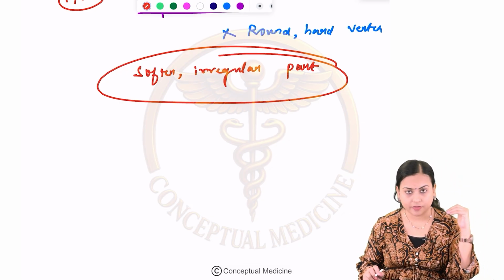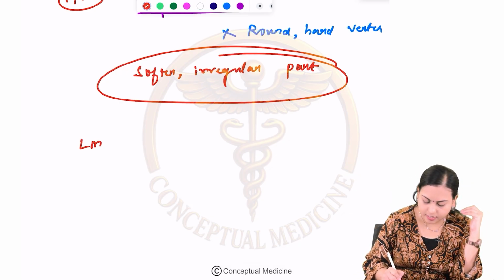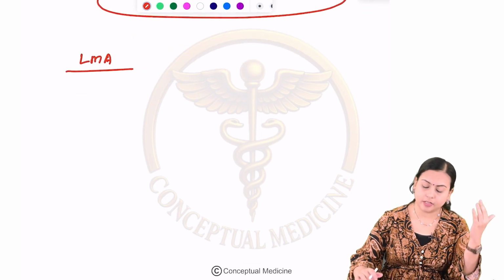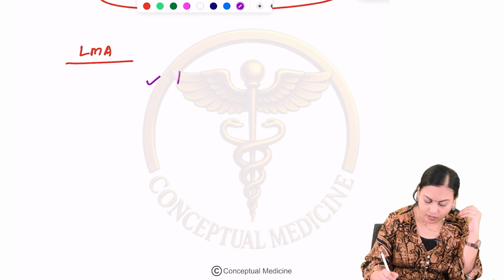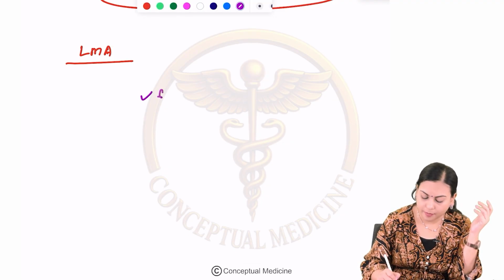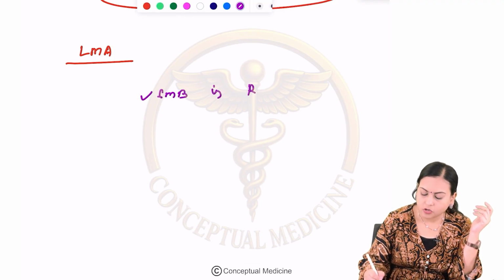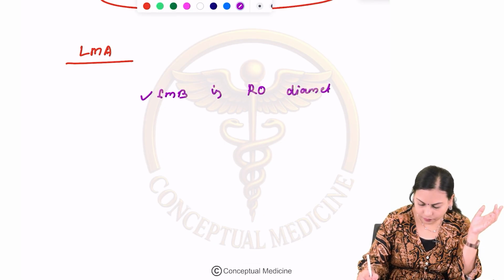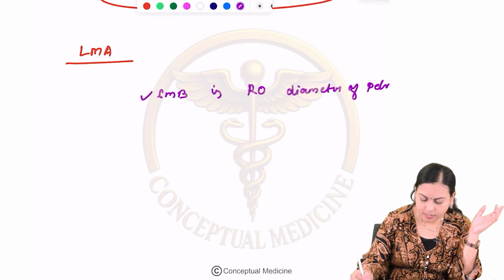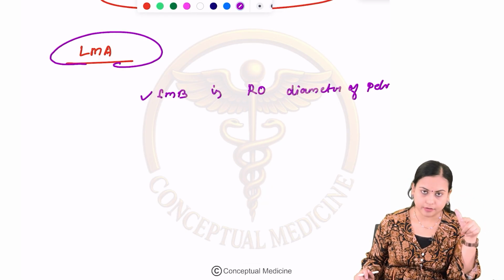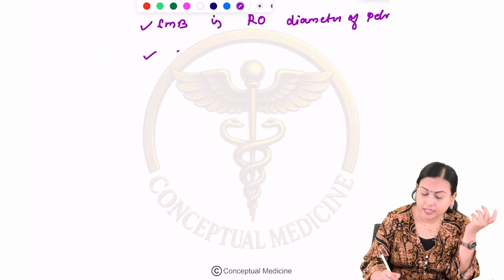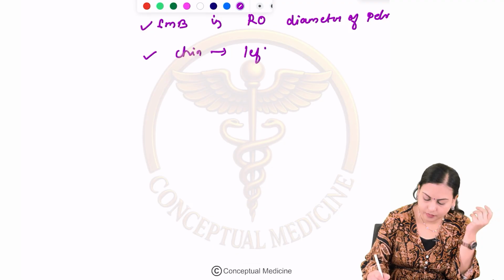In that case, we have to suspect face presentation, and especially in case of left mento anterior position, which is the most common face presentation, you will be having the long axis of face, that is the submento-bregmatic diameter in the right oblique diameter of pelvis. It is left mento anterior, but the engaging diameter will be in the right oblique diameter. Clear? Right. Where will be the chin then?